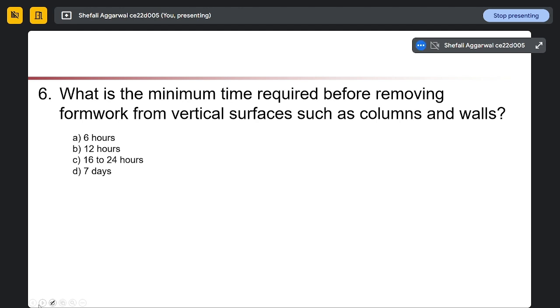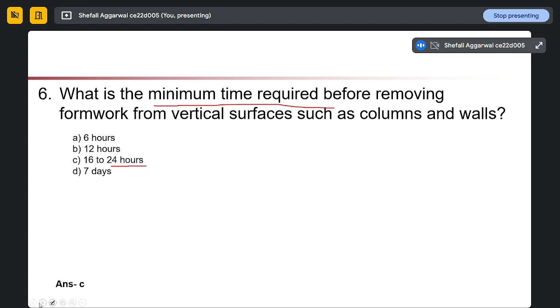So this is an obvious answer. We answered in the first slide itself. So the answer is steel. That's why we are using steel as the reinforcement in our concrete system, because it has a similar coefficient of thermal expansion as that of concrete.